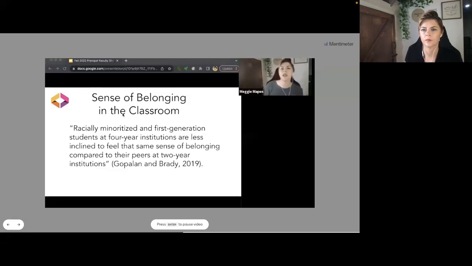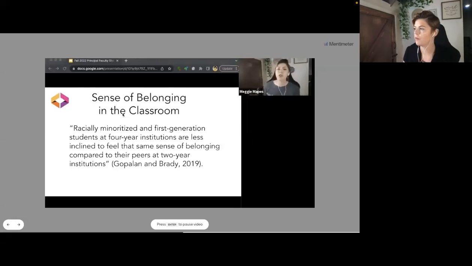So we've talked a little bit about students having to shoulder the burden of tuition costs and textbooks and the academic impact that those barriers have. But it can also affect whether or not students know the rules of the game, if they feel that they're part of a culture of belonging on campus or not. So this quote reads, "Racially minoritized and first generation students at four-year institutions are less inclined to feel that same sense of belonging compared to their peers at two-year institutions."